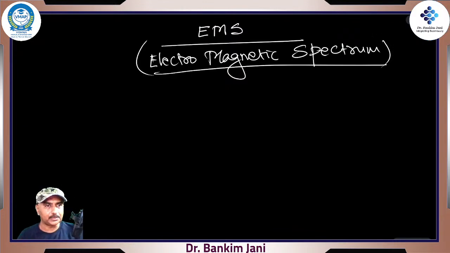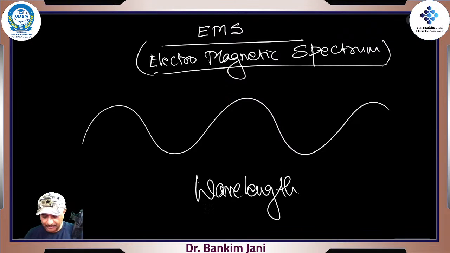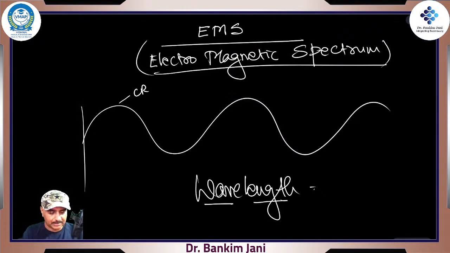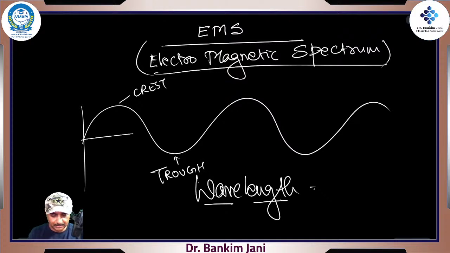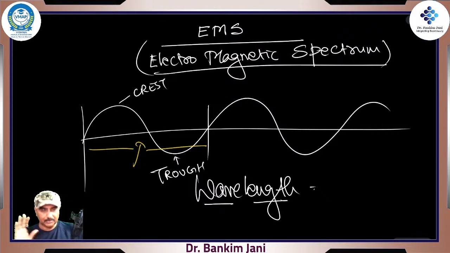This electromagnetic spectrum means everything depends upon the wavelength, the length of one wave. From here all the way to here, this is called the crest, and this is called the trough. From here to here is called the wavelength, represented by lambda. So that's the wavelength.